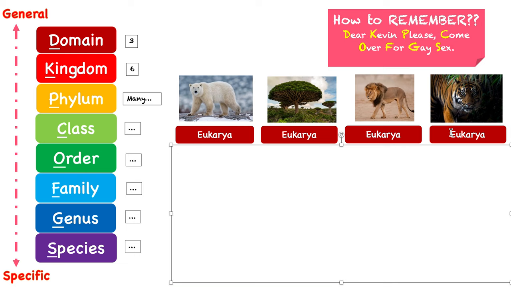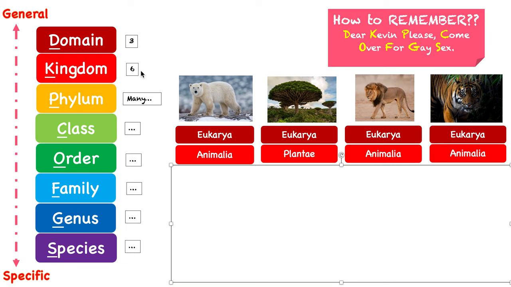Okay, so kingdom. Kingdom is more specific. There are six kingdoms, so these can be classified into either of these kingdoms. For example, this one is classified into the kingdom called Animalia, whereas this one is in plant, and that's animal. So we can already see a difference between a plant and an animal at this point.